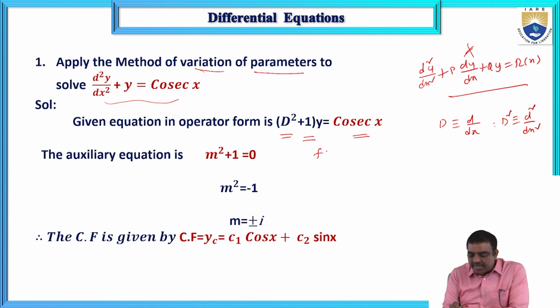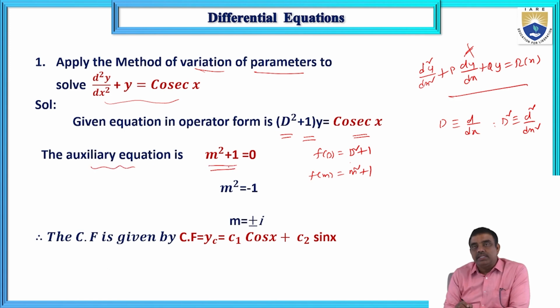So what is f of D here? f of D is D square plus 1, and f of D into y is equal to r of x. So what is f of m? m square plus 1. So the auxiliary equation will be m square plus 1 is equal to 0, or m square is equal to minus 1, or m is equal to plus or minus i. Minus 1 means i square, and on finding the root of i square, it will be plus or minus i.